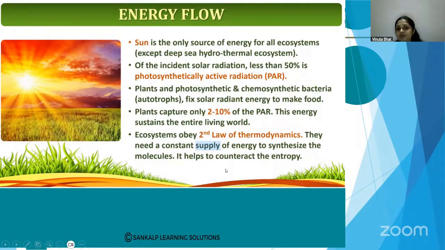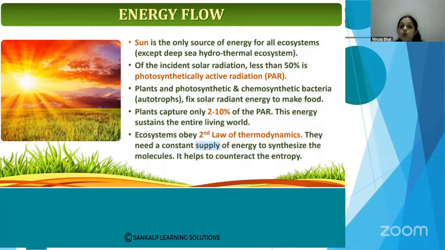Of the incident solar radiation, less than 50% is photosynthetically active radiation. So not all the sunlight received is photosynthetically active radiation; less than 50% acts as the photosynthetically active radiation. Plants and photosynthetic and chemosynthetic bacteria fix solar radiant energy to make food. You know that autotrophs perform photosynthesis. Some bacteria, the chemosynthetic autotrophic bacteria, and plants use the available solar radiation, less than 50%, the photosynthetically active radiation, so that they make the food.